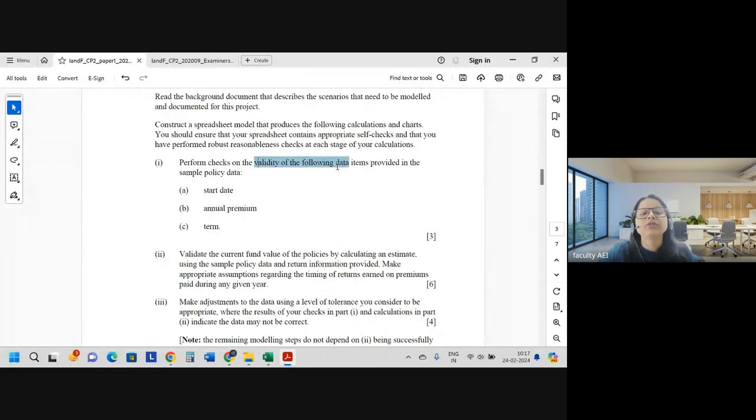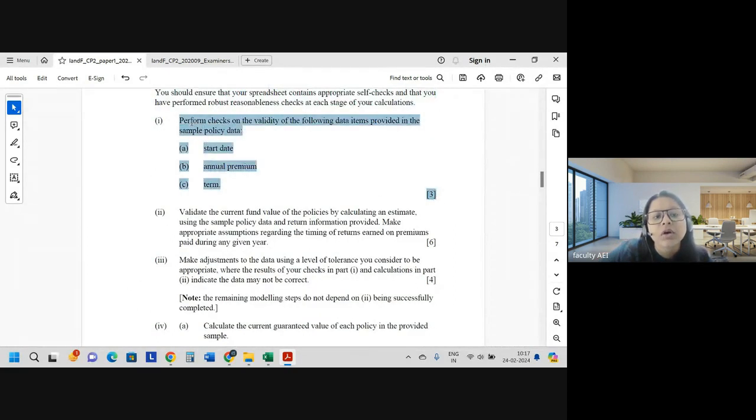Perform checks on the validity of the following data items provided in the sample. Now most of you might have had a problem while doing data checks. If you are not able to do the data check, I feel you can straight away move to the second question. For 3 marks, if you are wasting 10-15 minutes thinking over it, it's better you just leave it and move ahead. Whatever you do, do. Just take 5 minutes and move ahead. You don't have so much time in the exam to put 15 minutes into this 3-mark question.